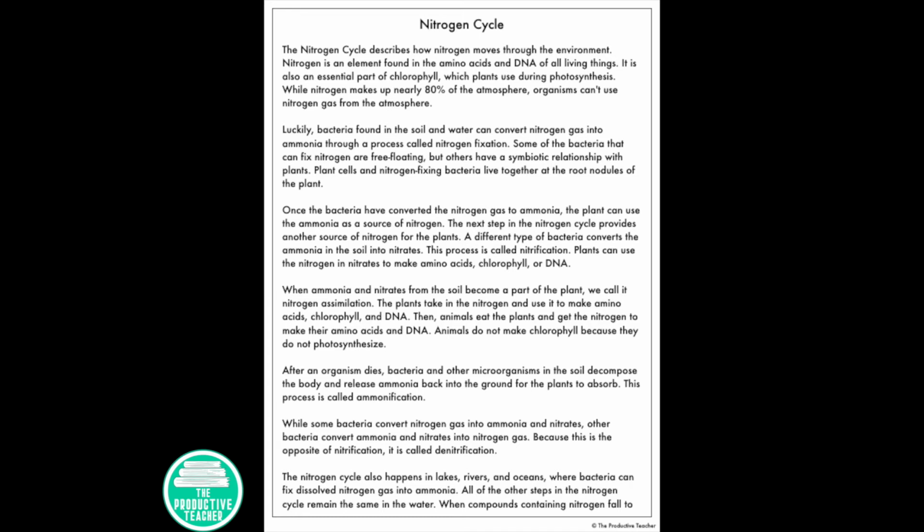When the compounds containing nitrogen fall to the ocean floor, they become a part of sediments. Over millions of years, new sediments cover the older sediments, and the pressure turns the old sediments into sedimentary rock. Millions of years later, when the sedimentary rock eventually wears down through weathering and erosion, the nitrogen from the sediments is released into the soil for plants to use.